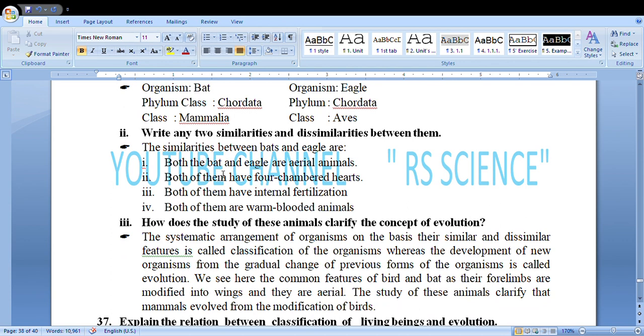Similarities: both the bat and eagle are aerial animals. Both of them have a four-chamber heart. Both of them have internal fertilization. They are warm-blooded animals. Dissimilarities: eagle is oviparous whereas bat is viviparous. Eagle does not have mammary glands. Bat has mammary glands.